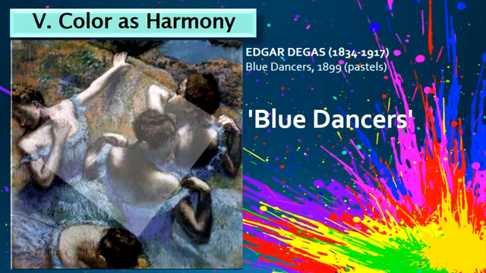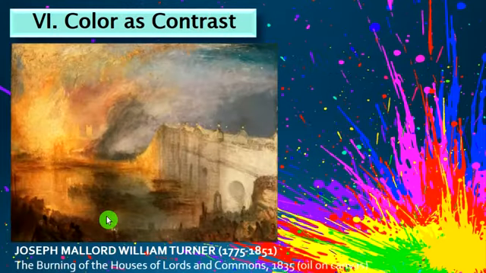So the decorative frills around the bodices of the dresses form a subtle harmony of curves. The pointed projection of the arms of these dancers, elbows and wrists, creates a rhythmic harmony of angles. Number 6. Color as contrast.